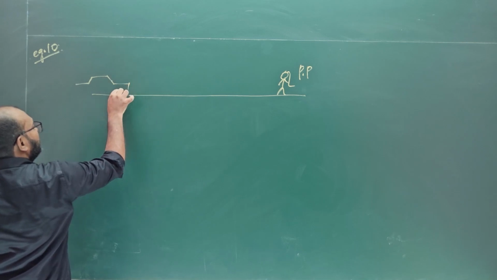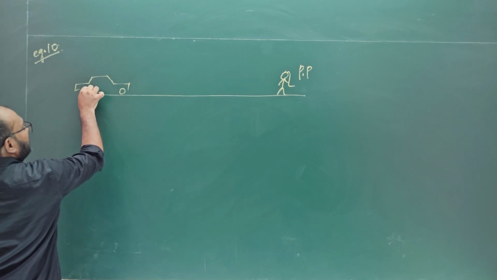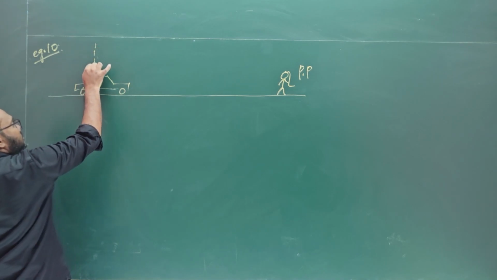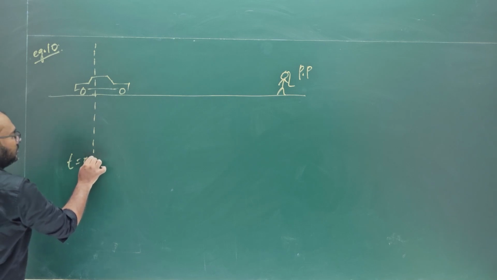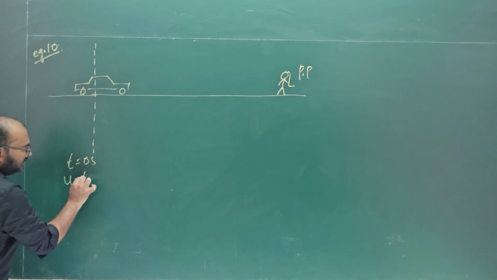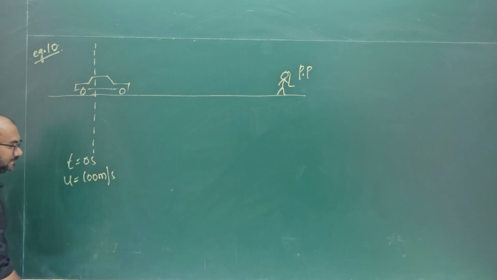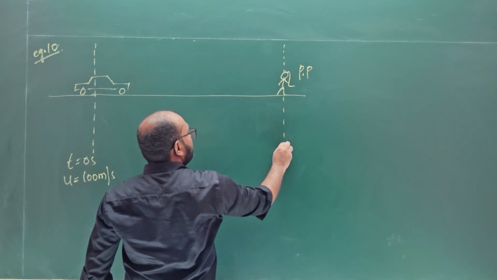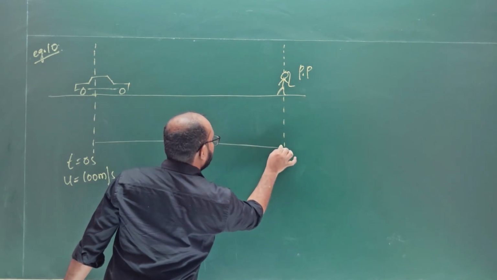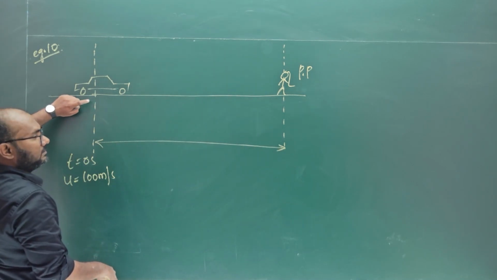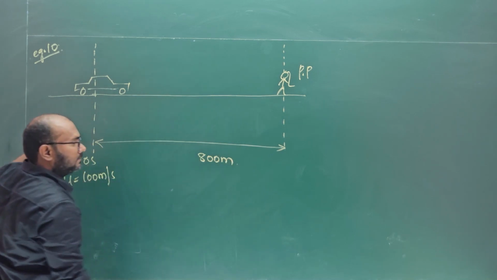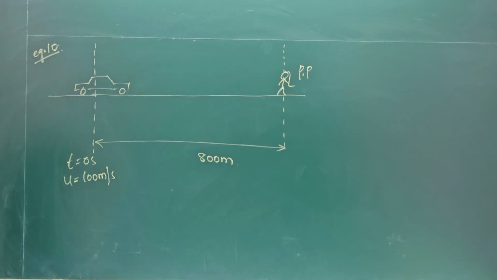And one more girl is riding a car. Okay, at t equal to 0, this car is moving with a velocity of 100 meter per second. Okay, and given that the distance between the initial position of the car and the girl, let it be 800 meters.